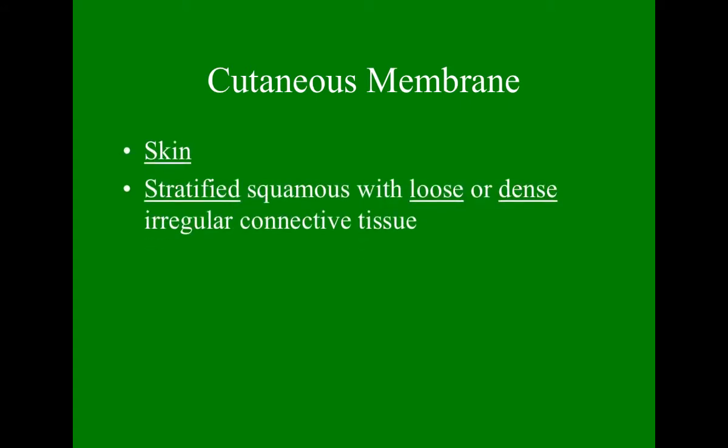The cutaneous membrane we will definitely look at more in detail when we get to the integumentary system. This is the skin. It is made of stratified squamous with some loose or dense irregular connective tissue, and it is thick, waterproof, and dry.